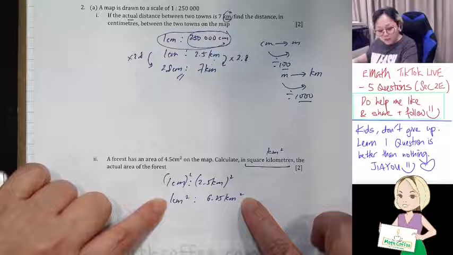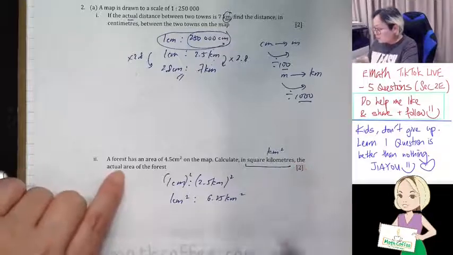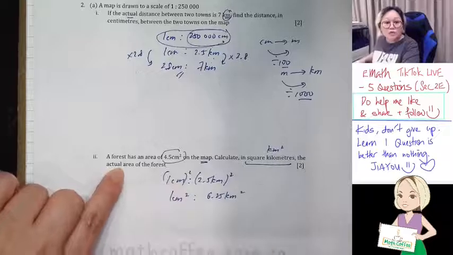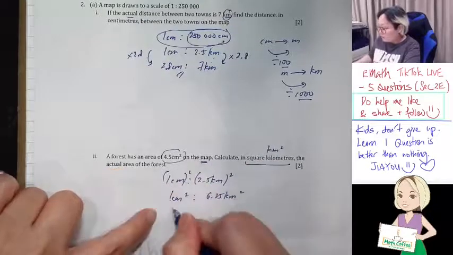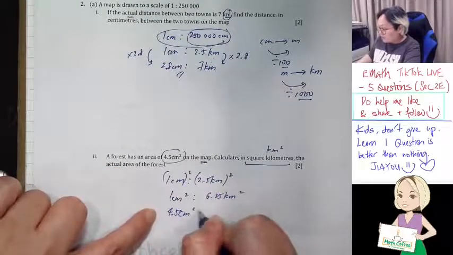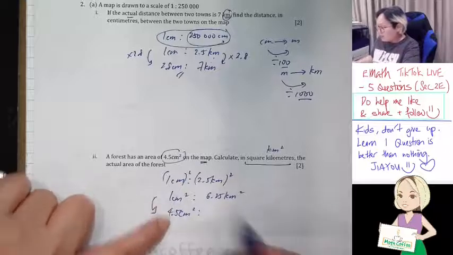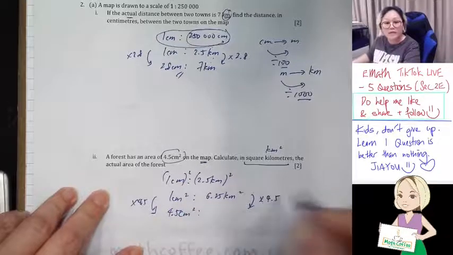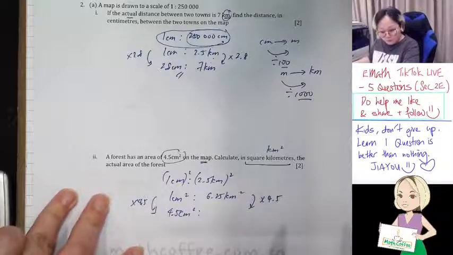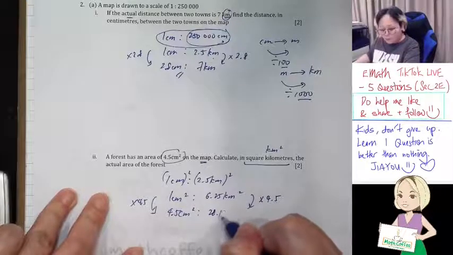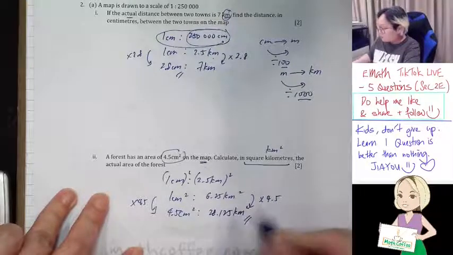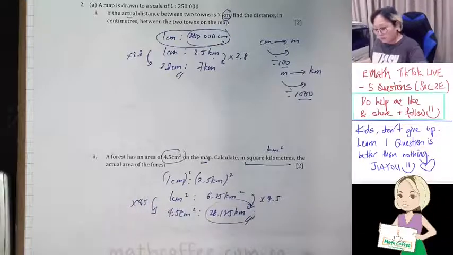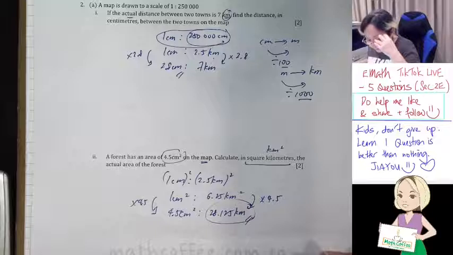Next, they say calculate the actual area. This time, they give me the map 4.5 cm square. So this 4.5 cm square should be on the left hand side, on the map. Then you ask yourself, it's actually not difficult, it's just multiply by 4.5. So you do the same on the other side. 6.25 times 4.5 will give you 28.125 km square. So this is the actual area of the forest. Understand?